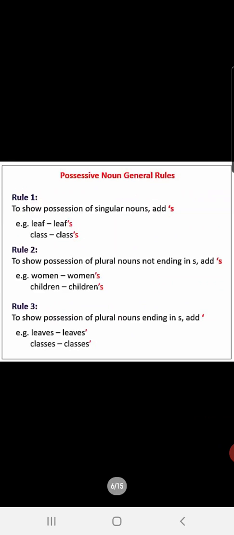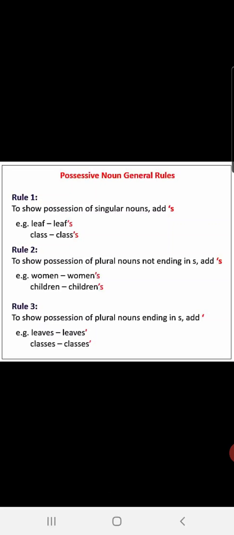Now let us see something more about it. General rules of possessive nouns. Rule 1. To show possession of singular nouns, add apostrophe s. Example, leaf. When you have to show that it is your leaf, you will put leaf apostrophe s. Class apostrophe s. To show possession of plural nouns which are not ending in s, then also we add apostrophe and s. That means be it a singular noun, be it a plural noun, when the noun is not ending with s, you will add an apostrophe and then you will add s to it.